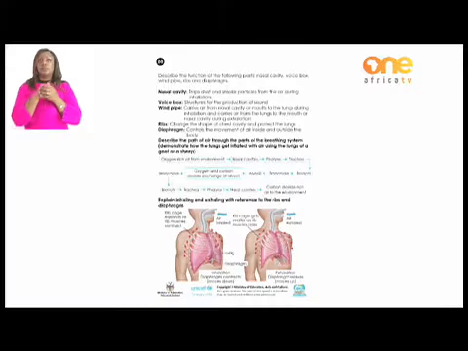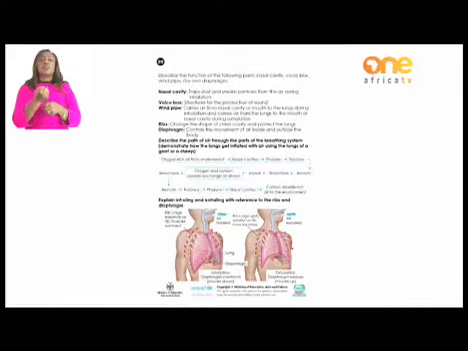Then we have the voice box. The voice box is just there for the production of sound, okay? If I was not having a voice box, you wouldn't hear me speaking, because the voice box is the one that has to make sure that my sound is produced and comes out as we are hearing it.